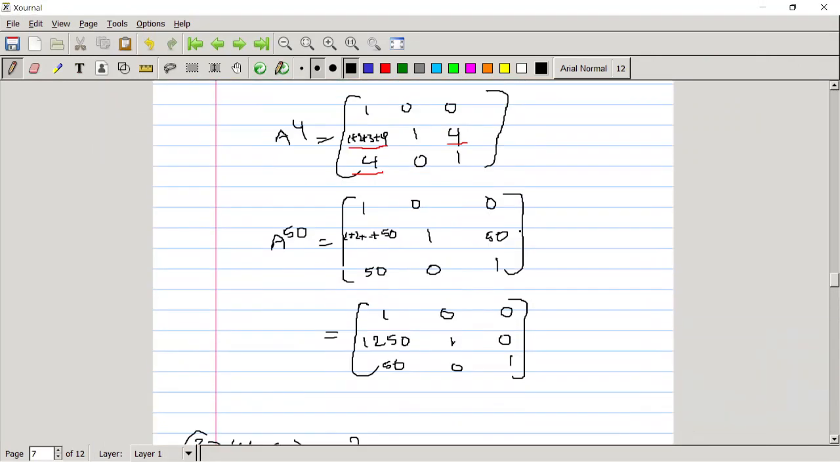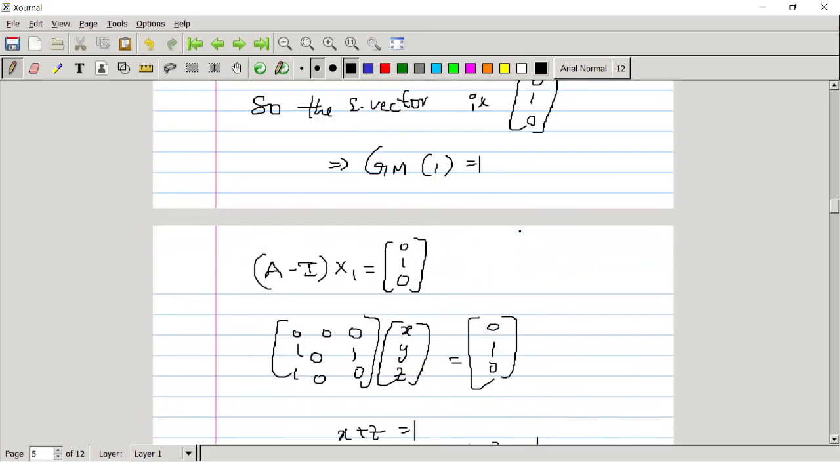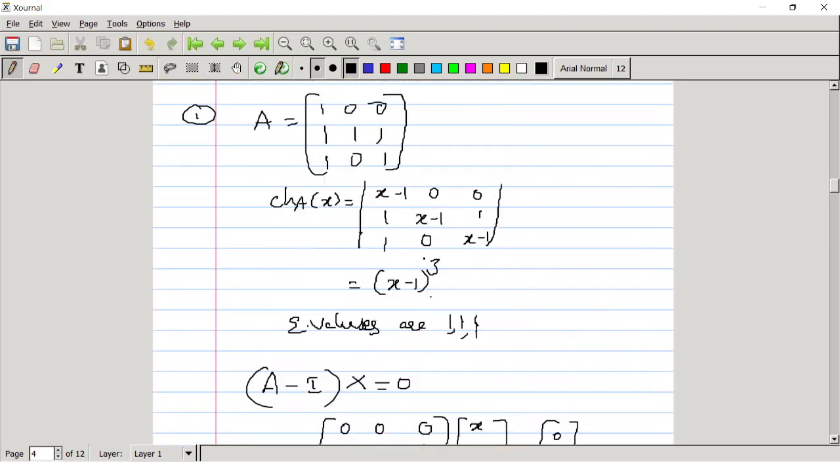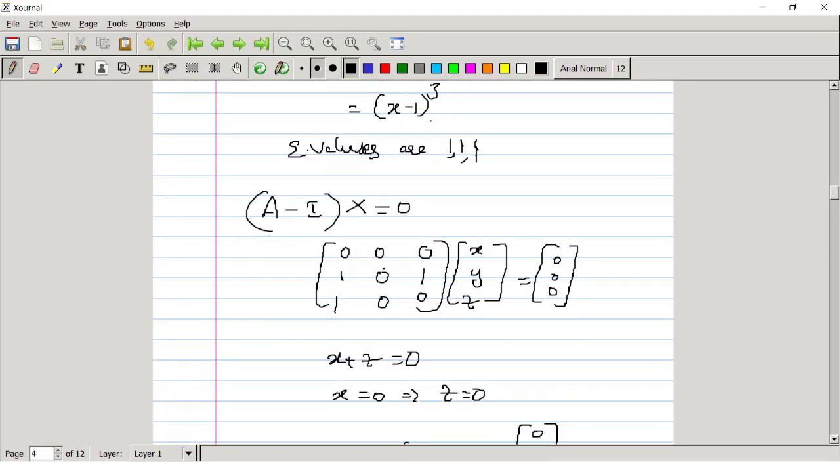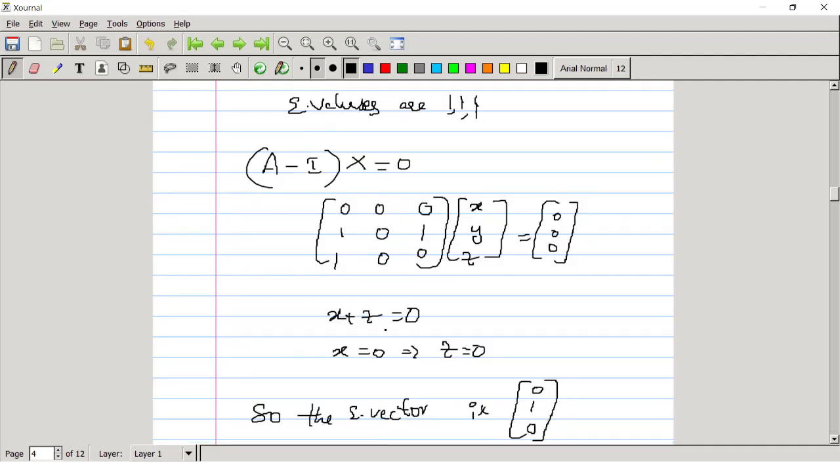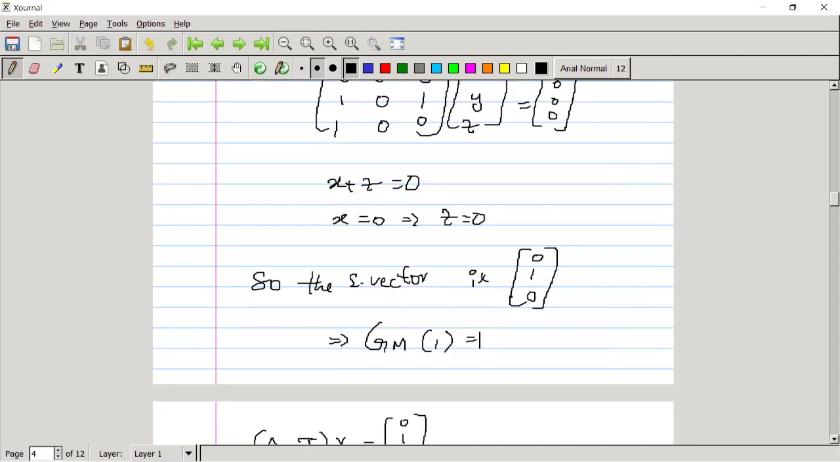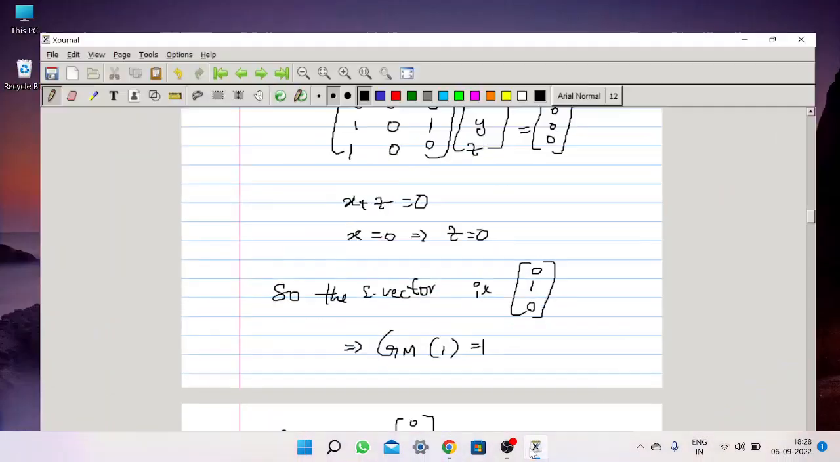that is from the problem, the first problem, because when we solve the first equation (A minus I) x equal to 0, we get only one eigenvector. That implies the geometric multiplicity is 1. The number of eigenvectors we get is nothing but the geometric multiplicity.